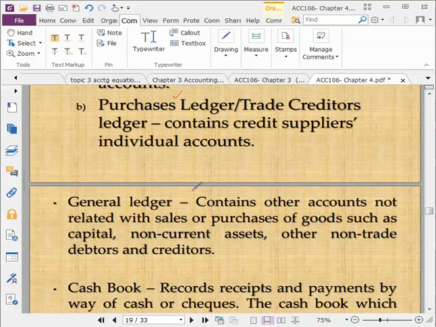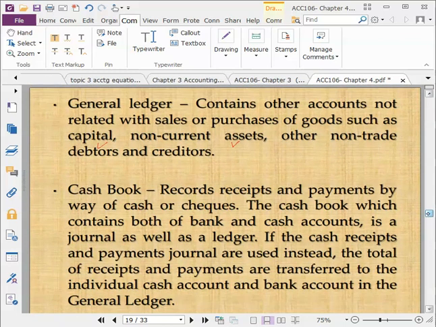General ledger. Ledger ni T account ya. Jenis-jenis T account yang tidak related dengan sales and purchase. Contohnya kita beli aset, ada capital. Itu kita akan tengok pada general ledger.